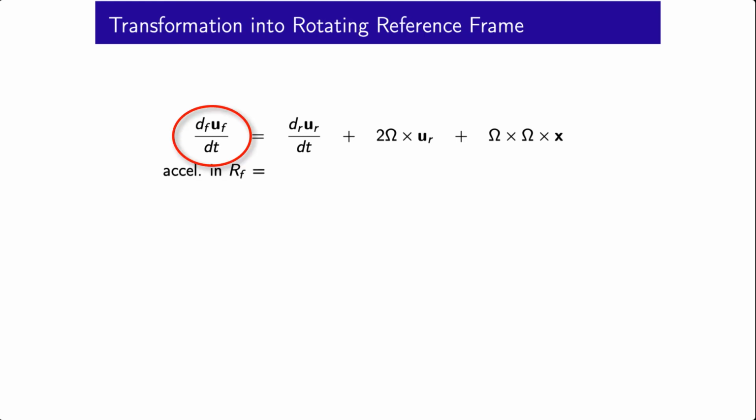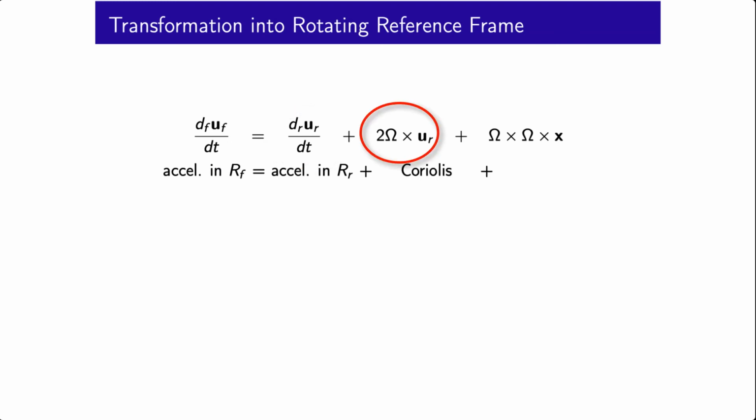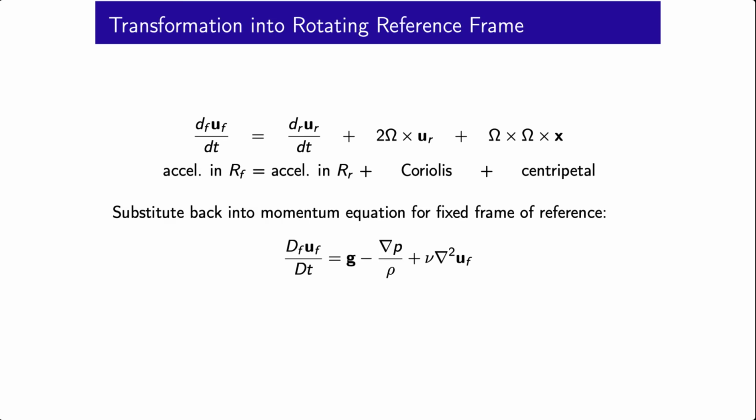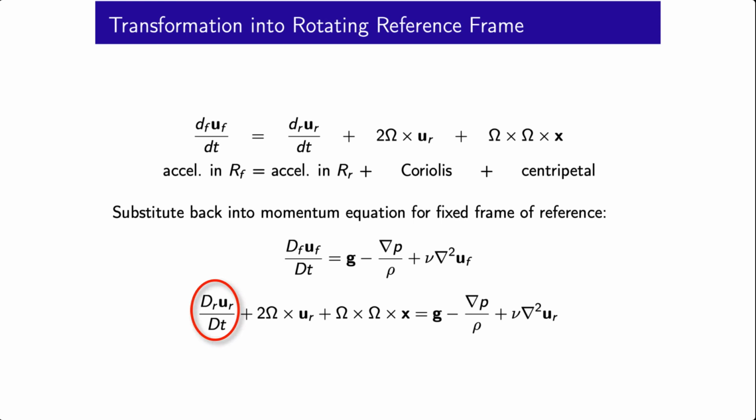We have the acceleration in the fixed frame equal to the acceleration in the rotating frame plus two additional terms, 2 omega cross ur, which is called the Coriolis term, and this triple vector cross product, omega cross omega cross x, which is often called the centripetal term. At this stage, we substitute this transform back into the Navier-Stokes momentum equation in a fixed frame of reference, giving us the total time derivative in the rotating frame plus the Coriolis and centripetal terms as equal to the gravity, pressure gradients, and viscosity terms.